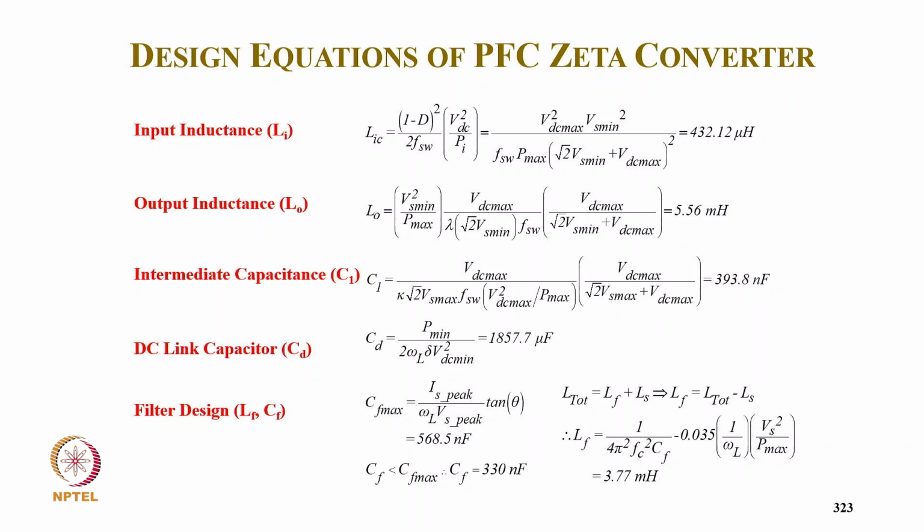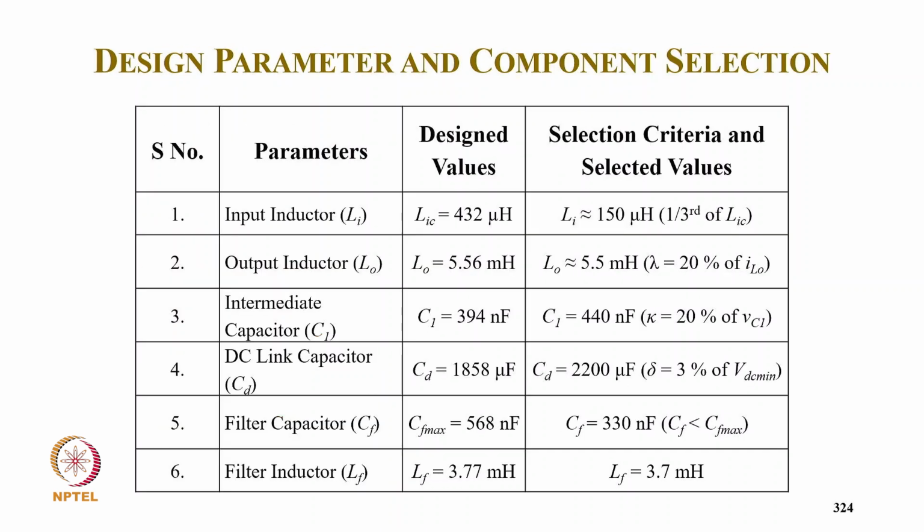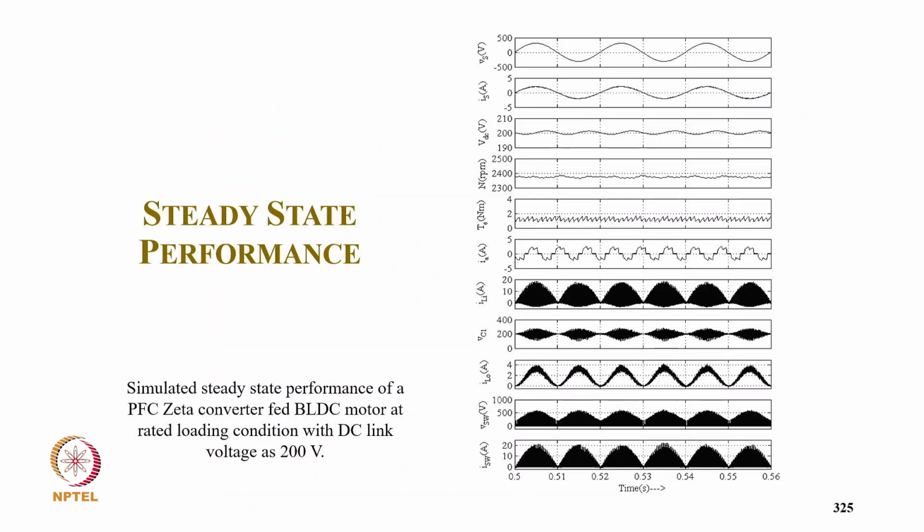And these are the inductance value calculations. The input inductor here is designed in DCM, so it comes to 32 and output inductor 5.56, capacitor is 390, and CD is the same value as in our converter, 1857.7 microfarad, and the filter capacitor is 339 or 3.88 and the inductor value 3.7. So here also we design the inductor at 1/3 of the input, approximately rounded to 150 microhenry. Input inductor is designed with the DCM, remaining parameters same.